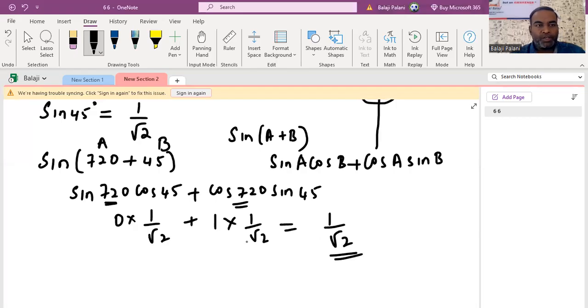This is how we can solve any angle related question in two ways, either quadrant based or using the formula. Whichever is easier for you, you can choose that.